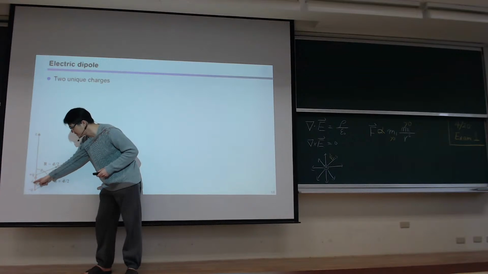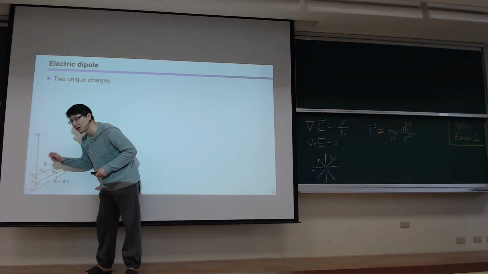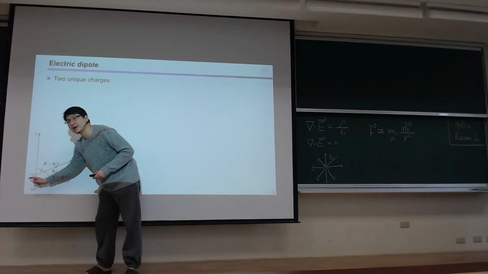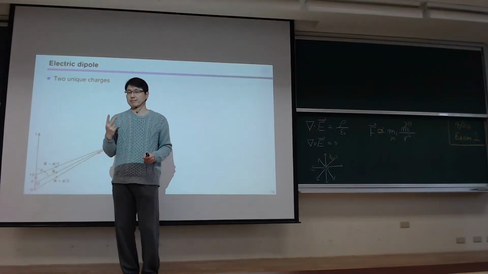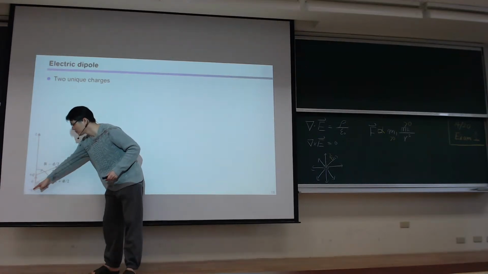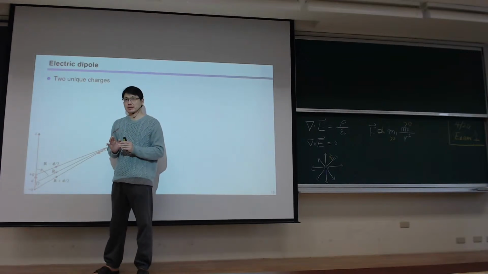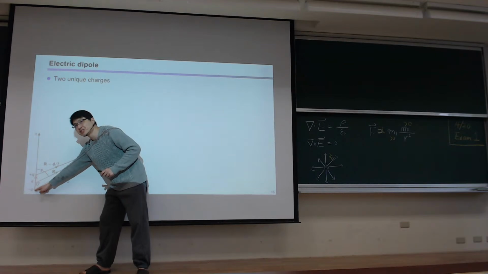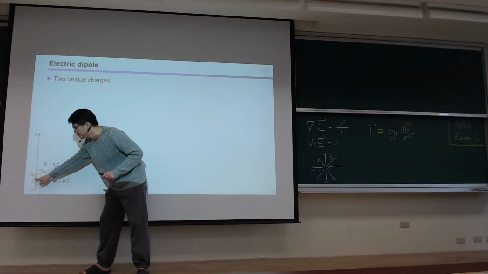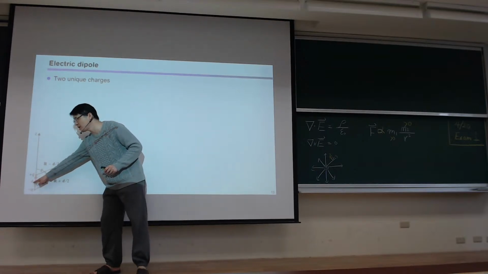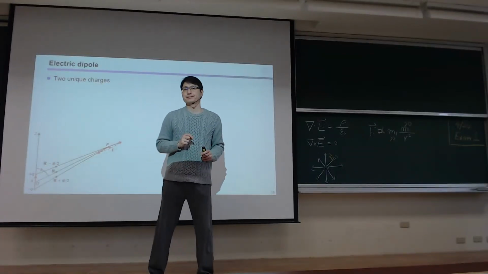You have two charges separated by a distance of d. So this position vector is defined from the negative charge to the positive charge. These two charges have the same amount of charge, but they have opposite signs. Okay? So this is positive Q, this is negative Q. And by convention, the position vector is defined from the negative charge pointing to the positive charge. So this d itself is a vector.